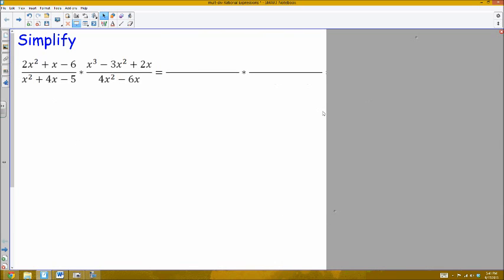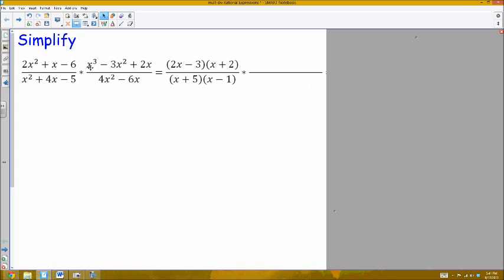You can use whichever method you're familiar with. For the top one, you can use the AC method or the three-bridge method to factor it, which will factor to this. For the denominator of the first term, since my coefficient is 1, I can factor this normally, looking for something that has a product of -5 and a sum of 4, and I can factor it accordingly.